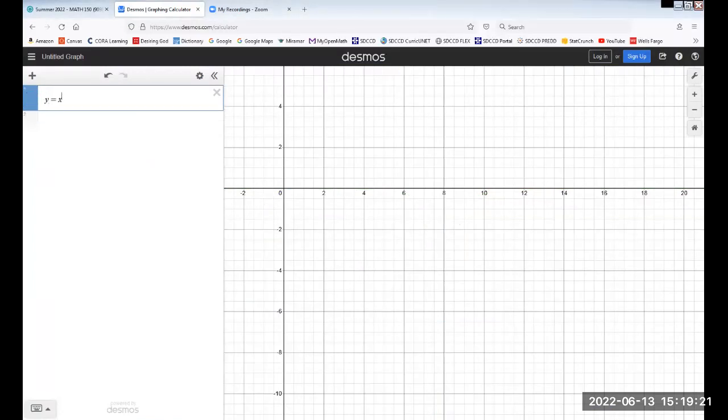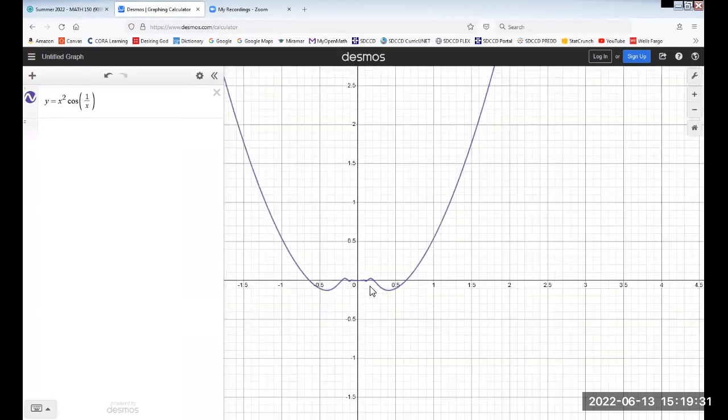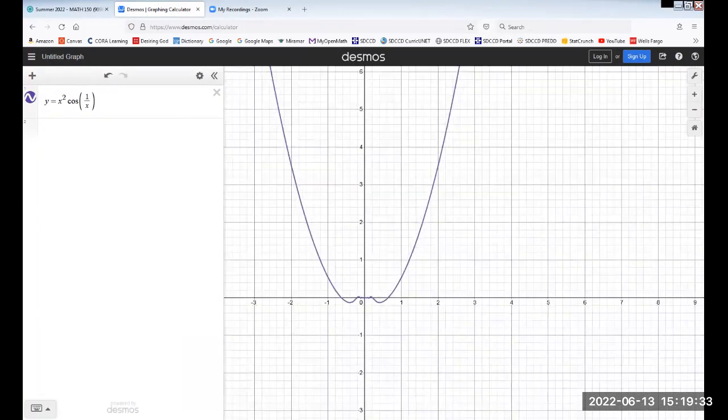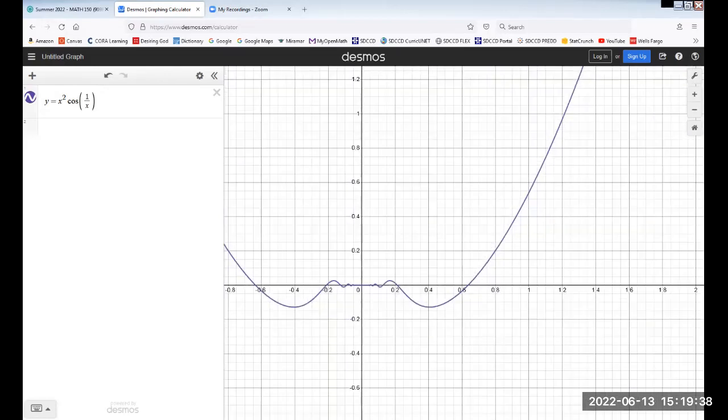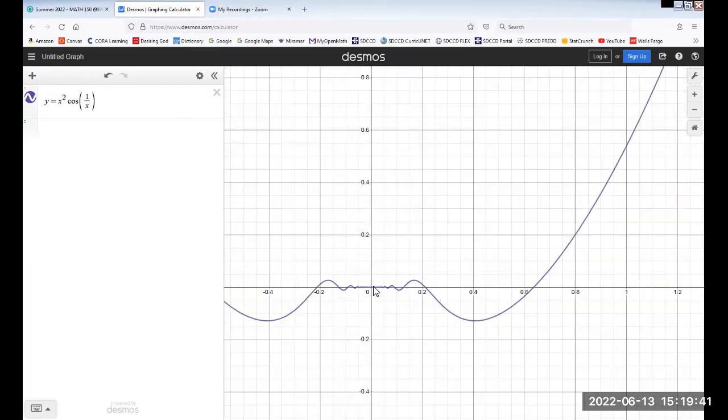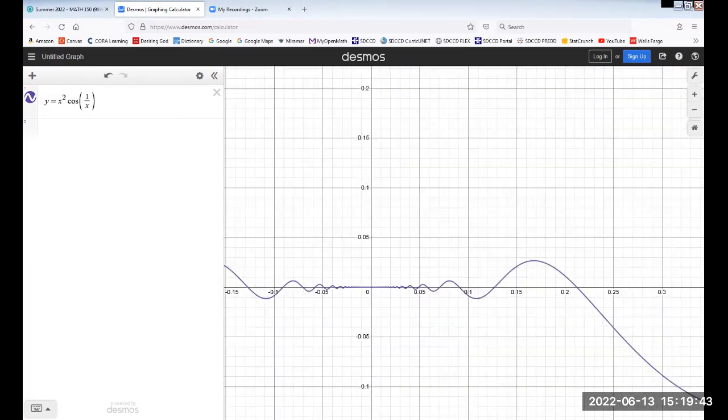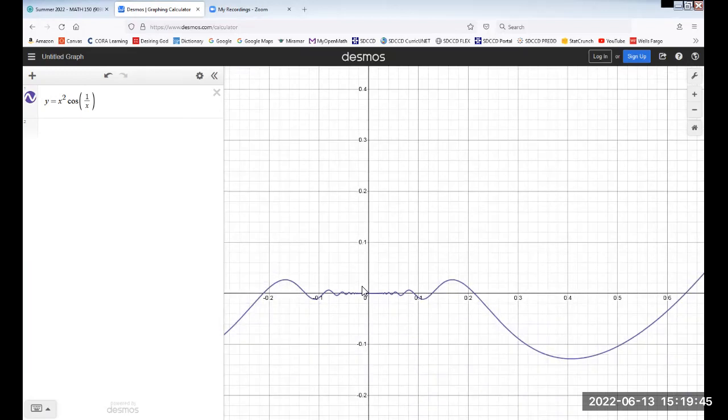Y equals, here's the function that we care about. Excuse me. X squared cosine 1 over x. And if you zoom in, zoom out, it's kind of funky, right? You wouldn't expect that. And it's almost like there's teeth or something right there. It's wiggling back and forth. And at 0 itself, well, it intercepts the x-axis so many times. It's trying to highlight all the x-intercepts. Okay, well, it's undefined at 0.